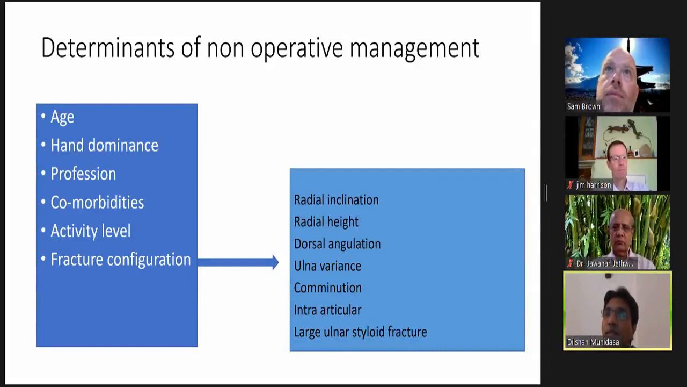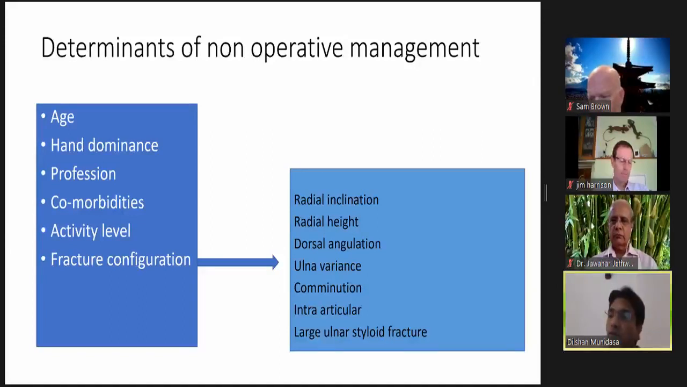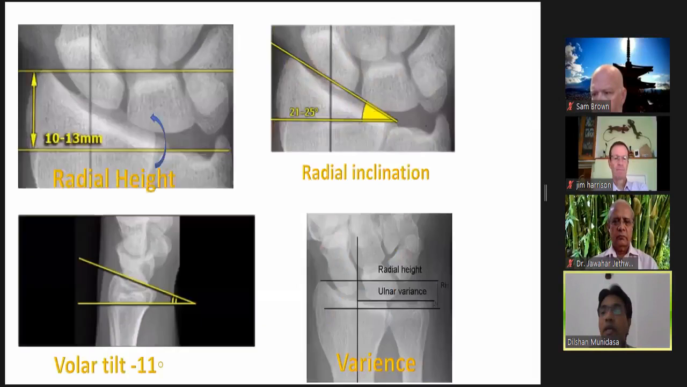When we talk about the more anatomical factors of the fracture configuration, we talk about the radial inclination, radial height, dorsal angulation, the ulnar variance, amount of comminution, whether it's an intra-articular or extra-articular fracture, and whether there is a large ulnar styloid fracture where you think that the radio-ulnar joint is unstable. So generally the fracture happens after a fall on an outstretched hand. And this would result in multiple fractures, multiple deformities of the distal radial fracture.